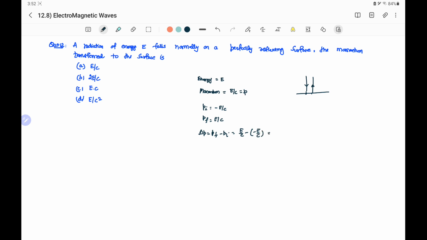So net change in momentum will be 2E by C. This is the change in momentum of the radiation. The same change in momentum is transferred to the surface. So we can say momentum transfer to the surface will be 2E by c from the conservation law of momentum. Option B is the correct option.